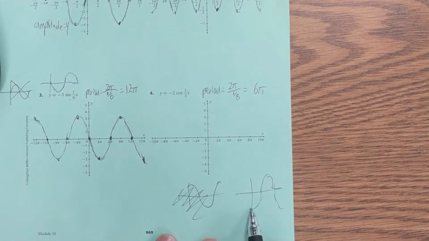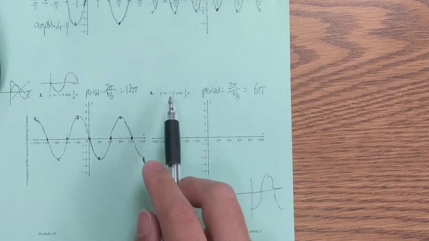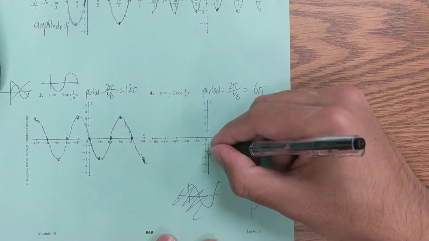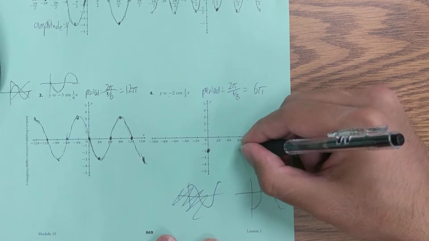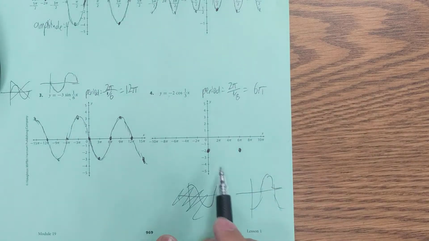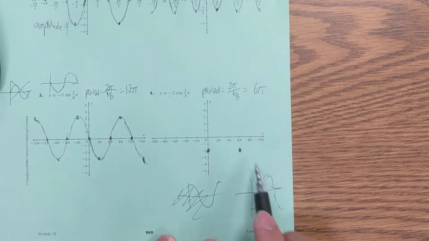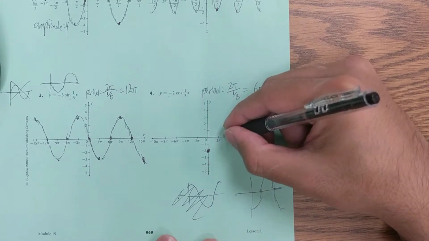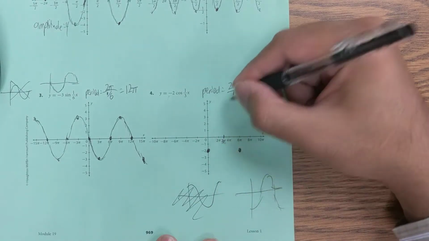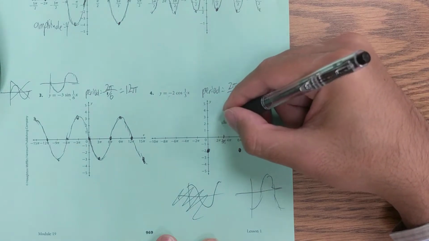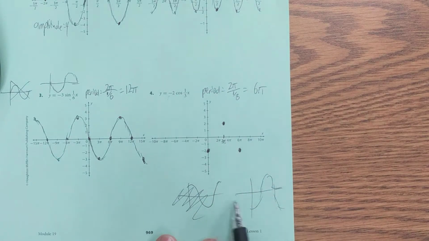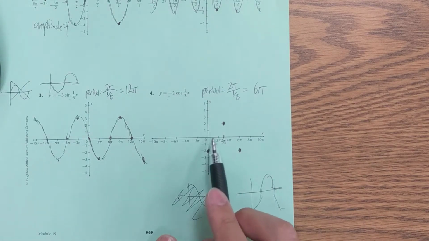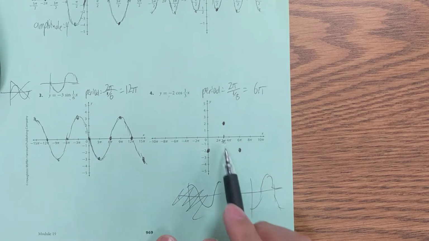Okay, so that means the cosine will start at its minimum value, and the amplitude is 2. Okay, so then at the end of the period, it'll also return to its minimum value. Halfway between the minimums is where the maximum occurs. So between 0 and 6 pi is 3 pi. And then halfway between the minimum and the maximum is where the zeros occur.